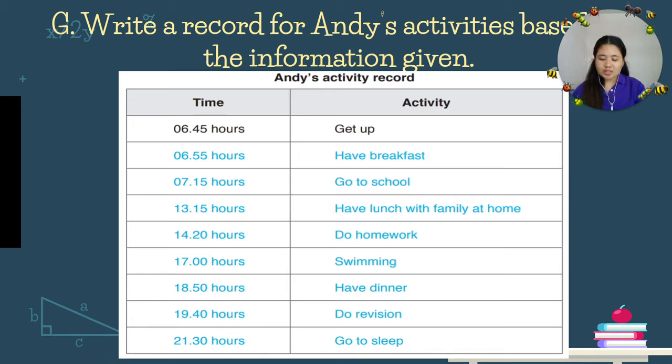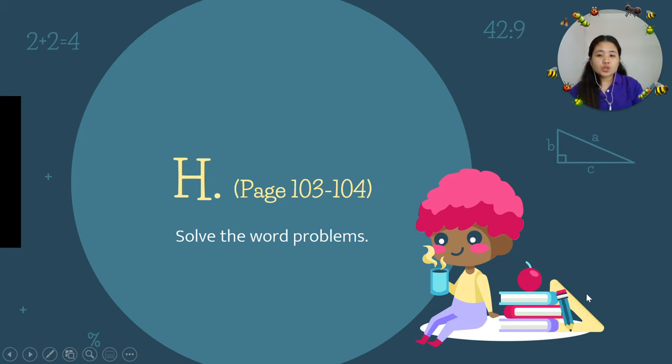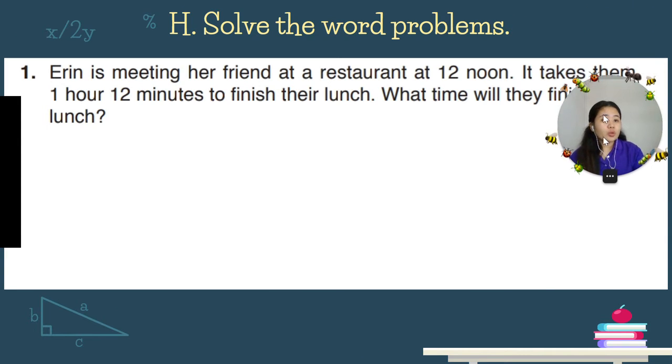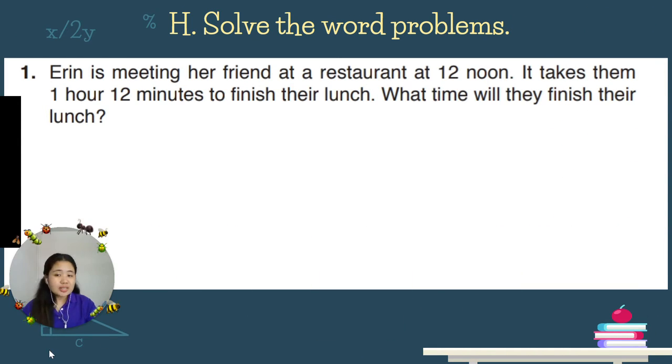Now let's go to the next activity, letter H, page 103. Solve the word problem. We have 6 word problems and we will finish that today. Let's proceed. Number 1. Erin is meeting her friend at a restaurant at 12 noon. It takes them 1 hour, 12 minutes to finish their lunch. What time will they finish their lunch?